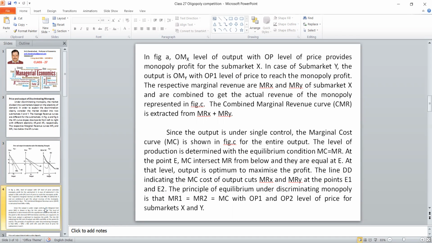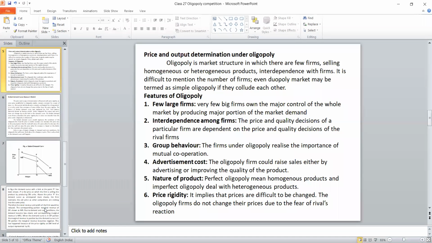Now let us move to the next market form, called oligopoly. In a discriminating monopoly, there is one seller for two different markets. If there are two different sellers, then it is not a monopoly; it becomes a simple oligopoly. So the same thing may happen: instead of market X and market Y being handled by one person, market X is handled by seller A and market Y by another seller. Then it is not monopoly, it becomes oligopoly. Oligopoly means few sellers and many buyers.